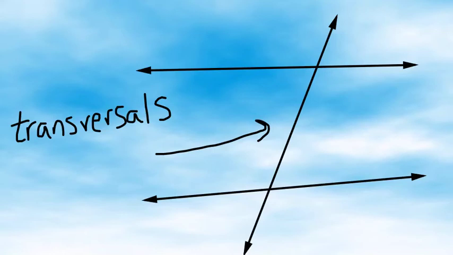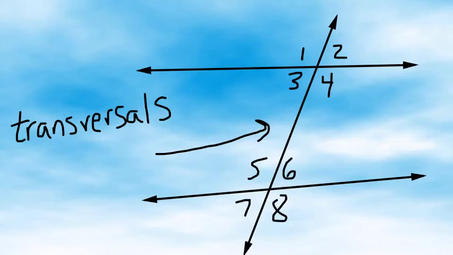It's a line that intersects two or more lines. And notice from this we have a lot of angles that are formed. We have actually 8 angles that are formed in this diagram. We can add more lines in here, create more angles, but we're going to look at the relationship between these angles because there's something unique about them, and that's my son in the background laughing.